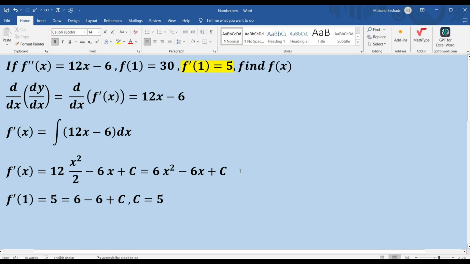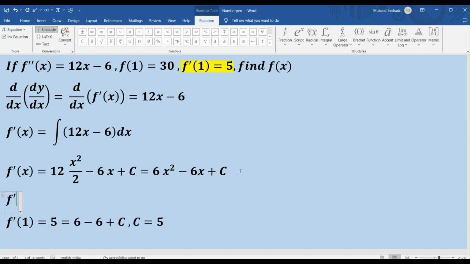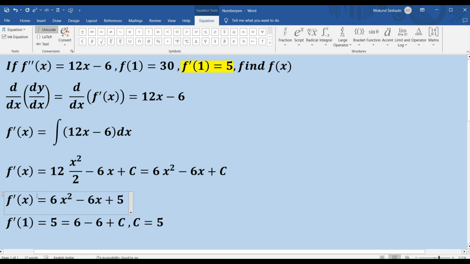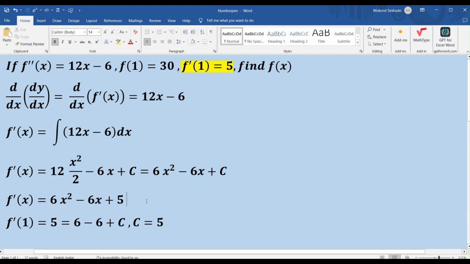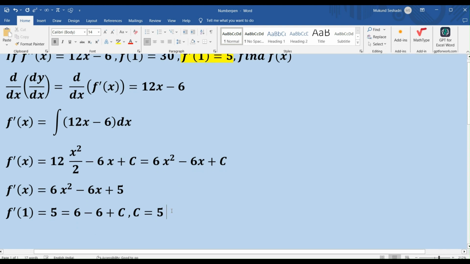Which means my f dash of x is now solved. Let me write that down. I have figured out what my c is in the f dash of x. So let me write down my f dash of x, which is nothing but 6x squared minus 6x plus 5. And why is it plus 5? Because I've solved for c, which is plus 5, right? Now I know my f dash of x, and I've been asked to figure out what my f of x is.